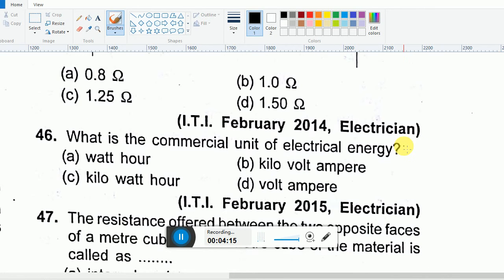What is the commercial unit of electrical energy? Already we have studied this. The commercial unit is kilowatt hour.